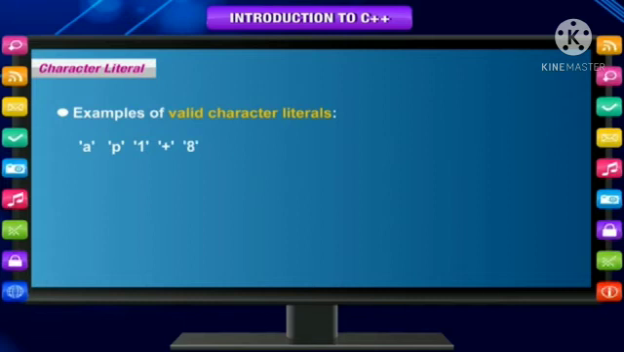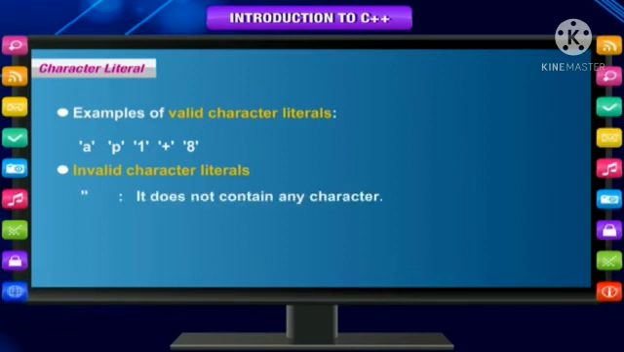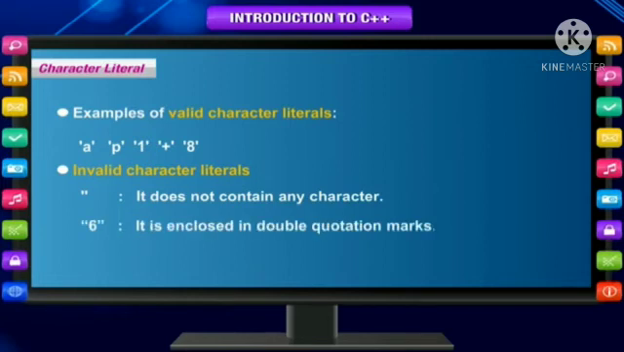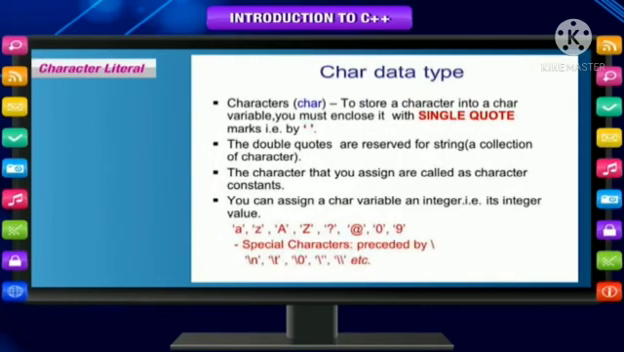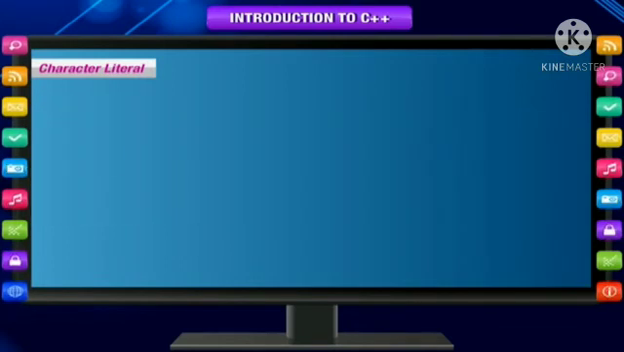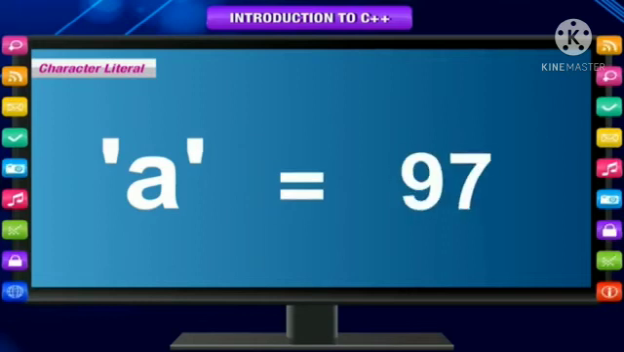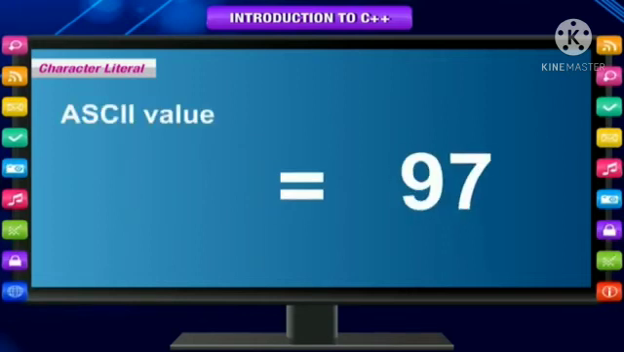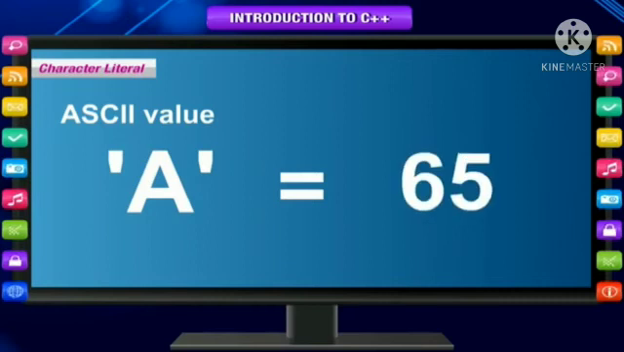Invalid character literals: '', it does not contain any character. "6", it is enclosed in double quotation marks. The value of a single character literal is the numerical value of the character in the machine's character set. For example, the value of 'a' will be 97, which is the ASCII value of 'a', and the ASCII value of capital 'A' will be 65.